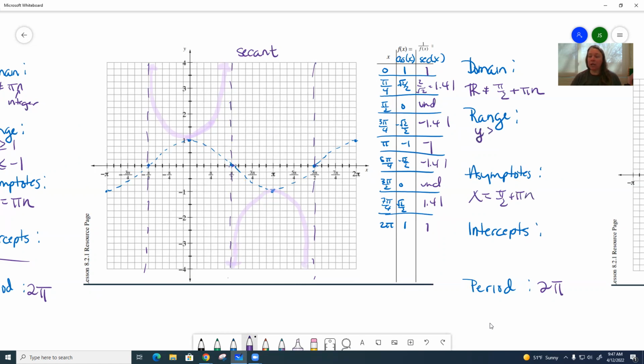The range is the same as with the cosecant, and for the intercepts, we do actually hit the y-axis at 1. Okay, so that's the graph of our secant.